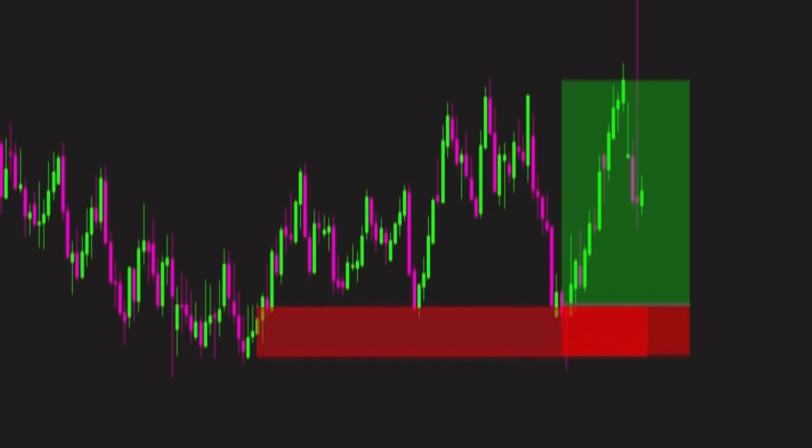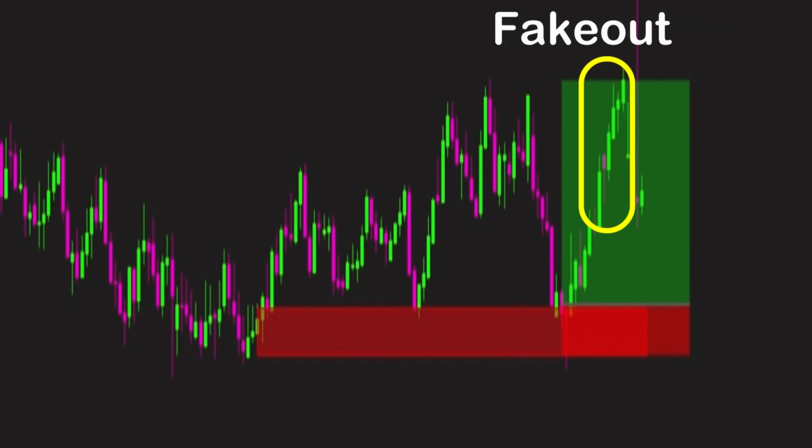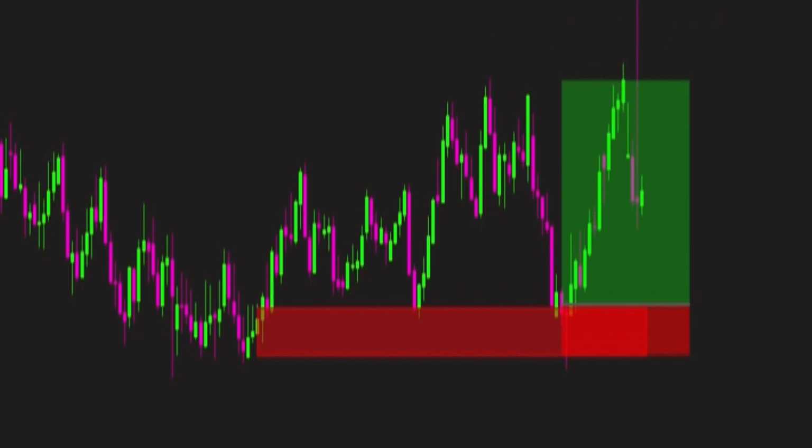Now the big players of the market know about these limit orders, and if they want to initiate their sell trade into the market, then they need the buyers who could buy the currency pair from them. And this is why they create a fakeout. Let us understand this concept of fakeout with an example.